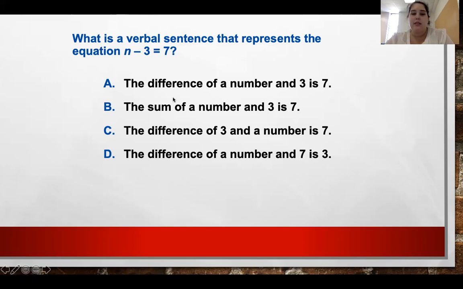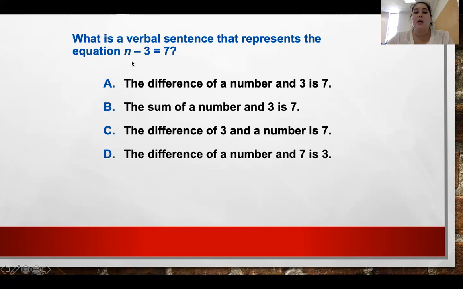A says the difference of a number and 3 is 7, and then C says the difference of 3 and a number is 7. In this case, it does matter the order you say it because we do subtraction. The order does matter, such as 5 minus 2 is 3 is not the same thing as saying 2 minus 5, because that would be negative 3.